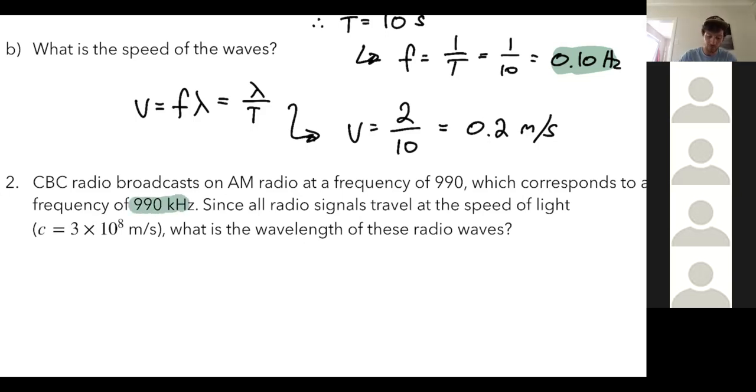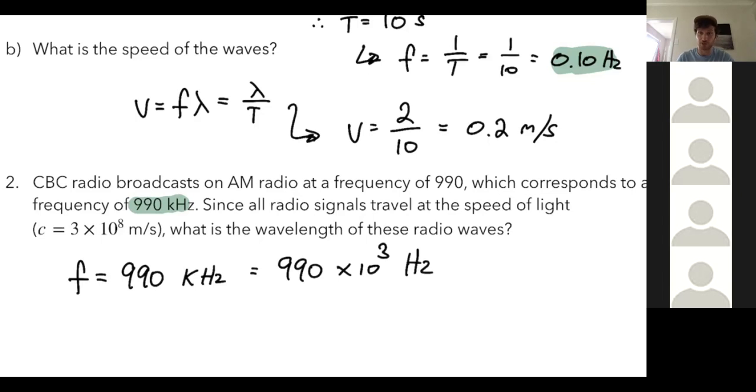Frequency, 990 kilohertz. And if we think back to our very first unit, a kilo is times 10 to the 3. So it is times 10 to the 3 hertz. Okay, little fun fact, AM radio.